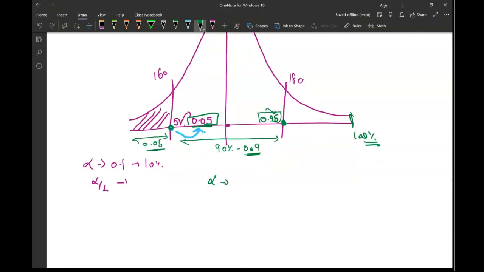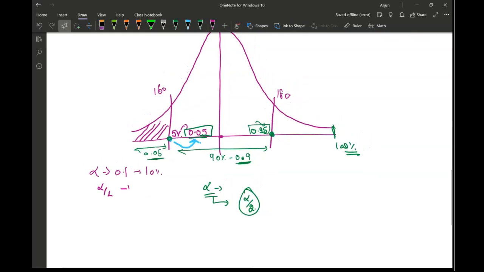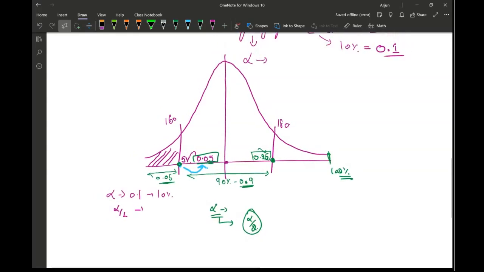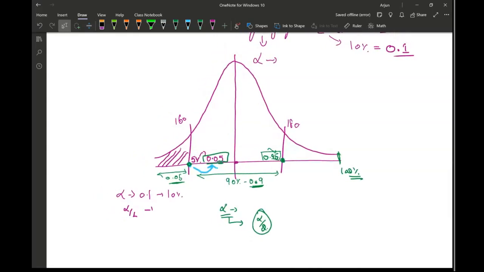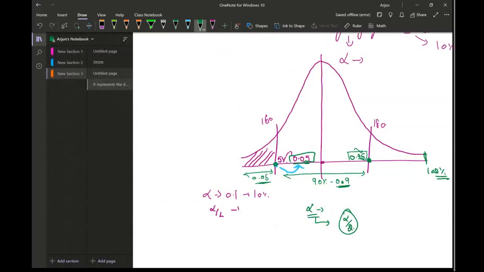So again, I'll sum it up. This alpha is called level of significance, and alpha is always divided into two sections, and half of the alpha is alpha over 2. So whatever the level of significance is, you have to divide it equally over the two sections, and then you will solve the questions. Now, let's look into a question based on whatever we've learned so far.